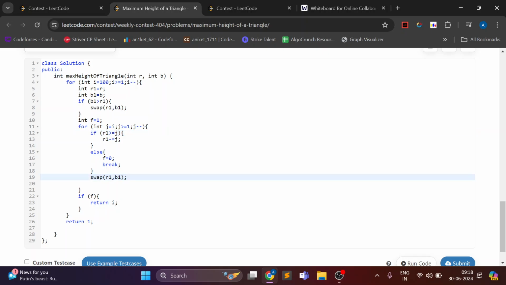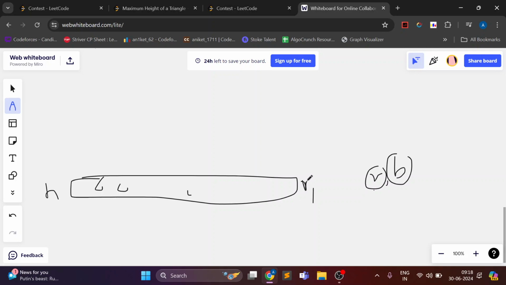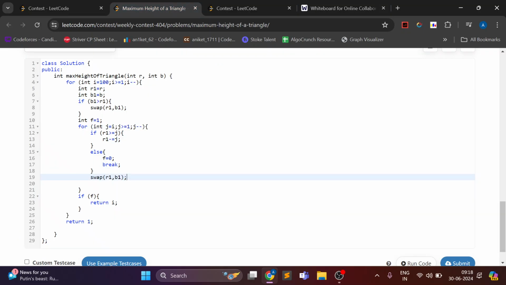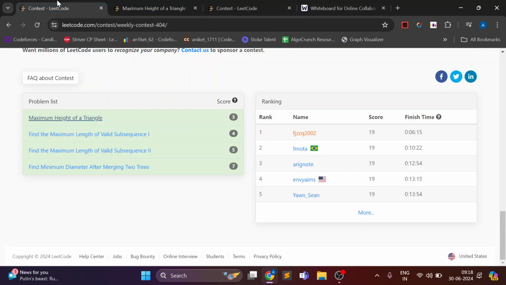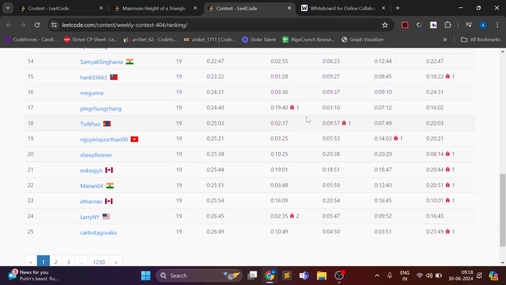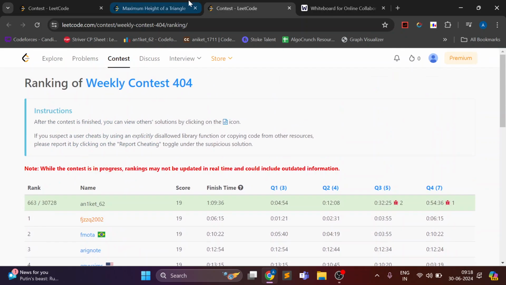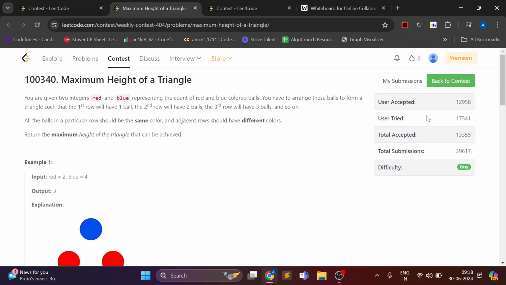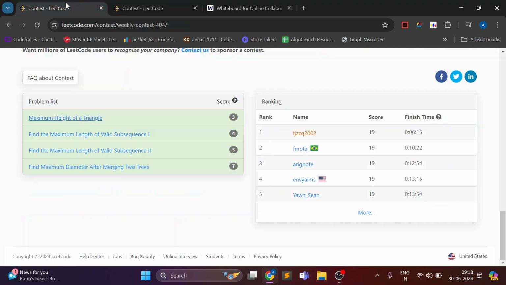At each iteration I will swap r1 and b1, because first it will check for r1, then it should check for b1, then r1, like this. So this was the first question. I would say there are penalties for this question, because if you try to use maths or some other stuff, that is unnecessary. Just write a brute force, it's better.